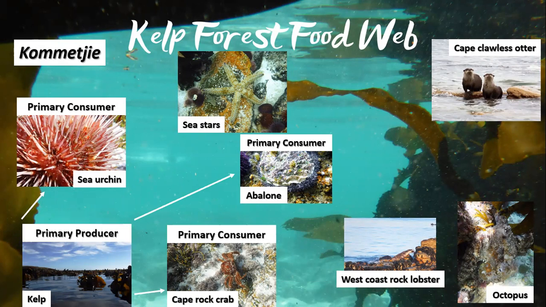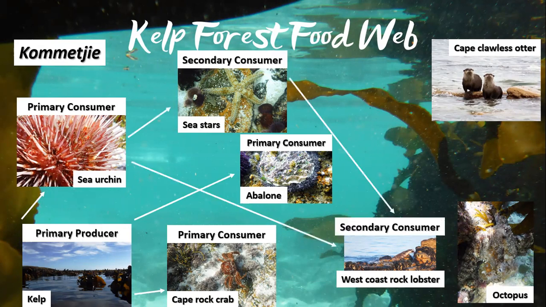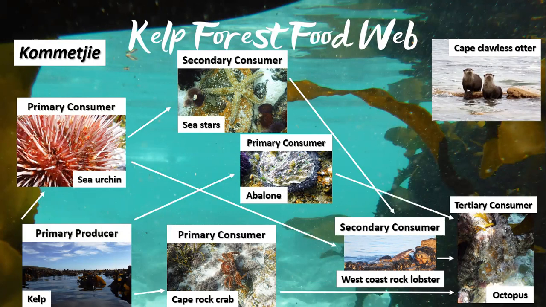Secondary consumers are carnivores or omnivores, generally eating the herbivores. So in the Cormacky kelp forest, these would include the sea stars and the west coast rock lobster. And I apologize, the only photo I have of a west coast rock lobster is a picture of it being eaten by an otter. So it's the red thing in its mouth. The west coast rock lobster plays a very important role in controlling the numbers of sea urchin, allowing the growth for the young kelp. Tertiary consumers eat the carnivores, and in this case, it would be the octopus.